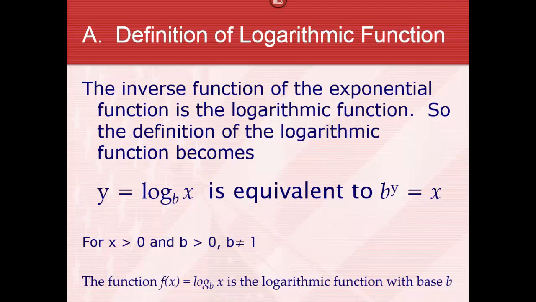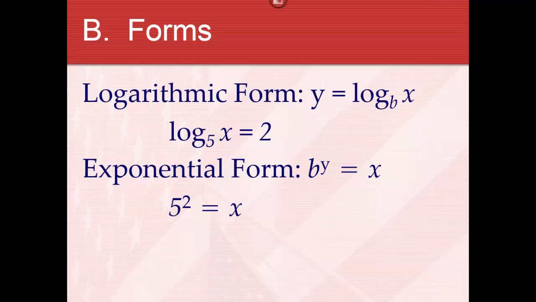X has to be greater than 0, and b is your base, so it has to be greater than 0 and not equal to 1. The logarithmic form: y equals log base b of x. Here's an example, log base 5 of x equals 2. The exponential form: b raised to the y equals x. So in that previous example, 5 to the second equals x. That's your exponential form.